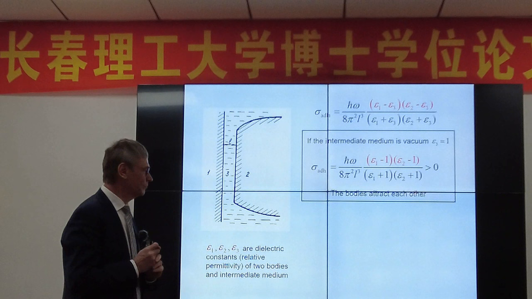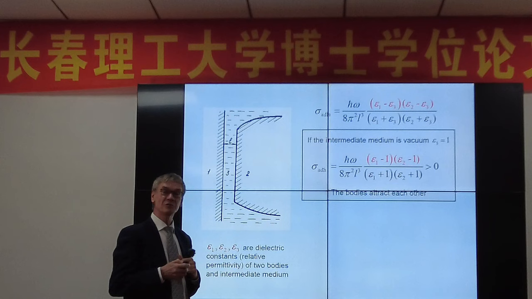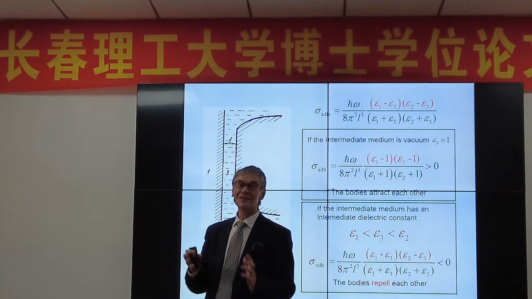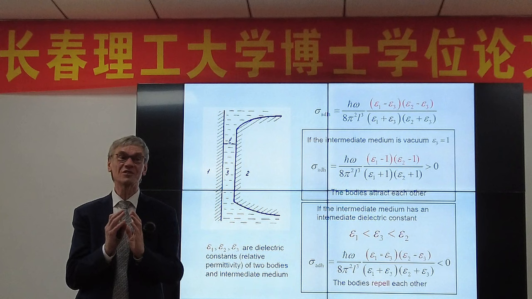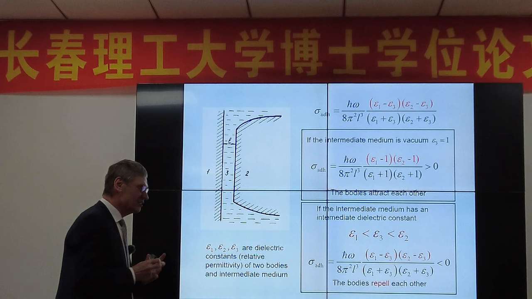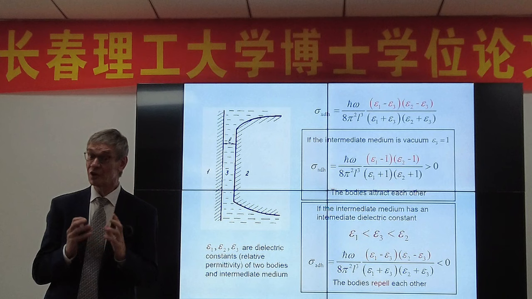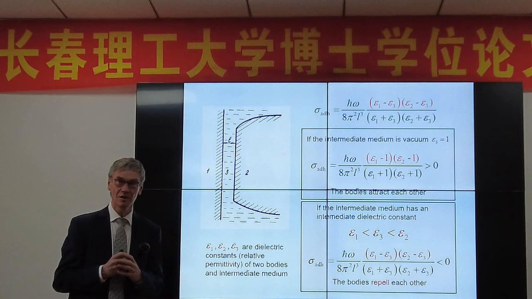But if the dielectric constant of the medium in between is larger than the first one and smaller than the second one, then these have different signs and the attractive force is negative. The negative attractive force means the bodies repel each other. So we just have to bear in mind that the van der Waals forces, the adhesive forces, can be positive and negative. The bodies can attract or repel each other. Both is possible. Normally we think about these forces as attractive forces, but they can also be repelling forces.